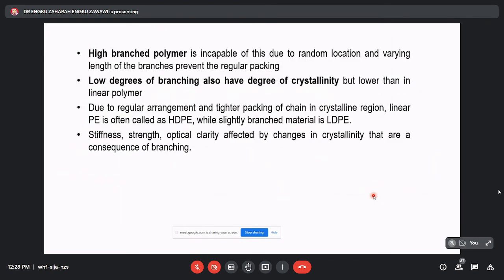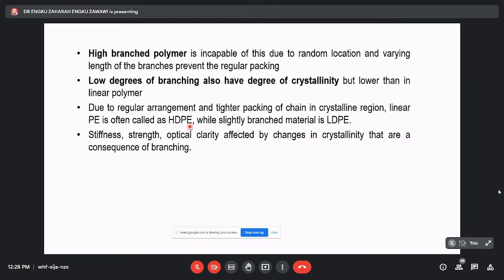Okay, a highly branched polymer is incapable of this due to the random location, and the length of the branches will prevent it from regular packing. So a low degree of branching also has some degree of crystallinity, but lower compared to the linear one. Okay, so due to the regular arrangement and tightly packed chains in the crystalline region, linear PE is often called HDPE. So it is high density.